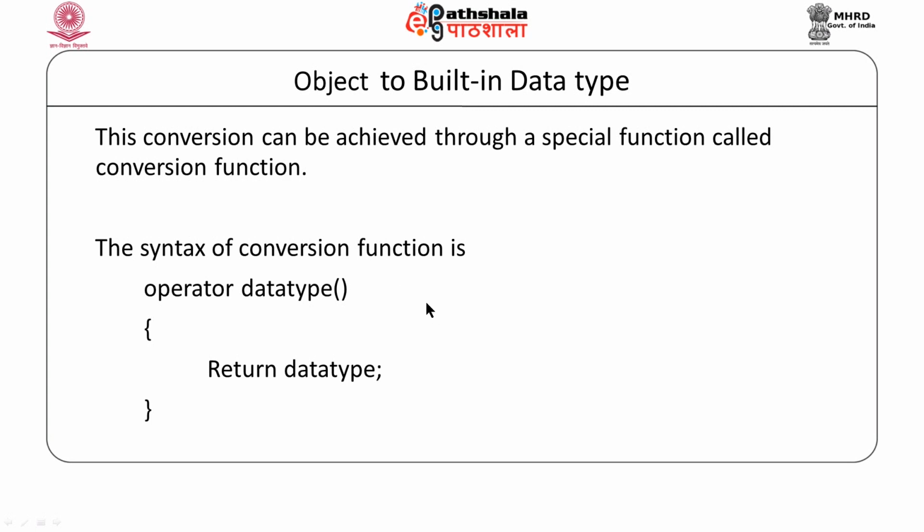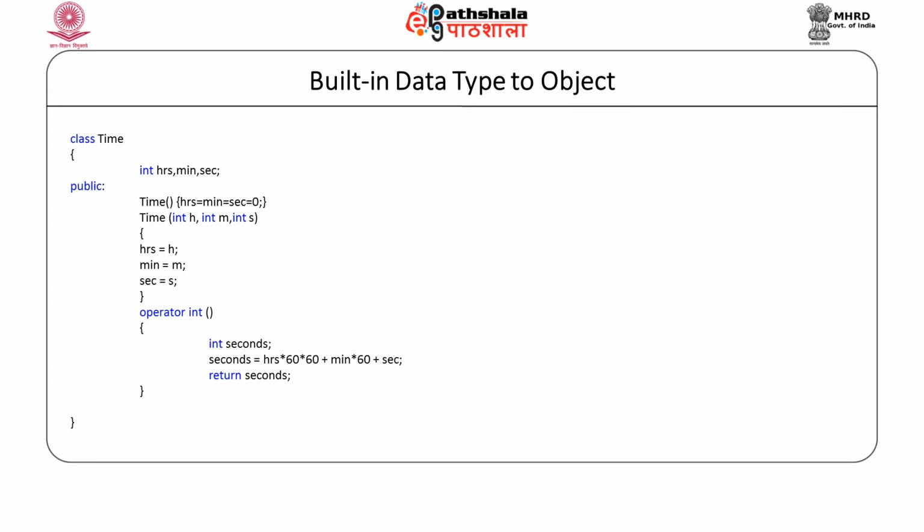This can become more clear if we take an example. So, let us take an example of the time class only. This is our time class having three data members: hours, minutes and seconds. We have a default constructor and a parameterized constructor here, and here we have defined a conversion function or operator function. The syntax here is operator int, which means this function we are defining enables the conversion of a time object to integer type.